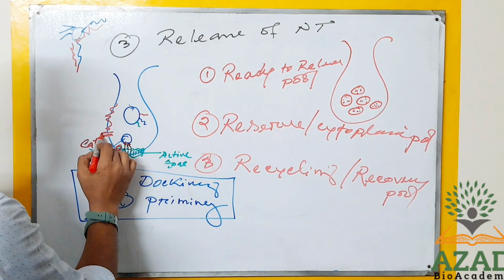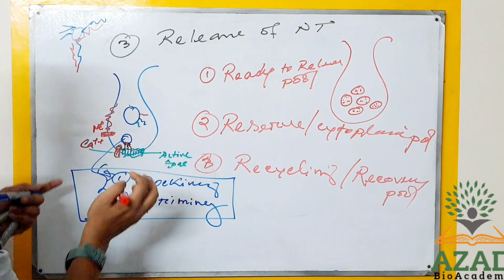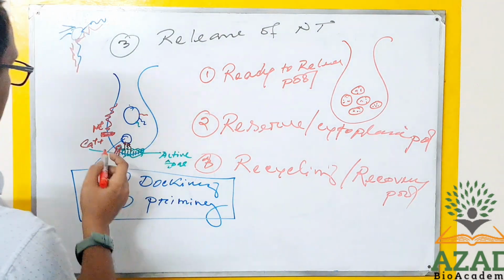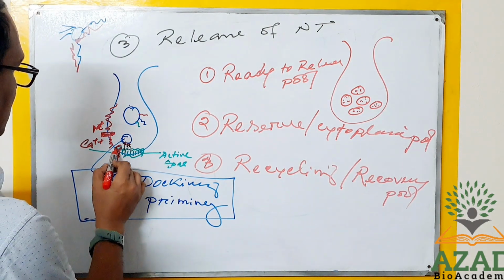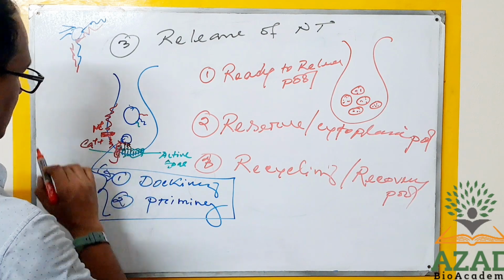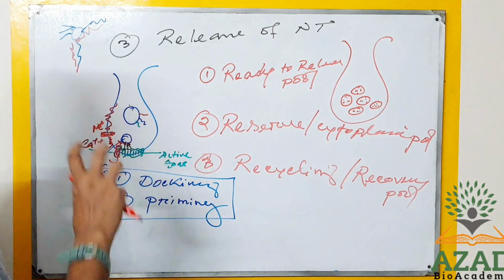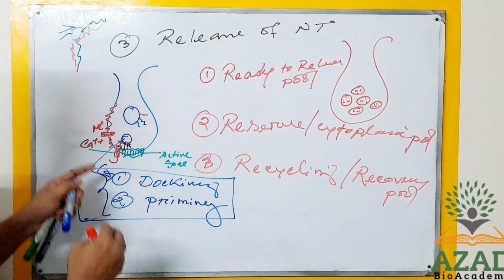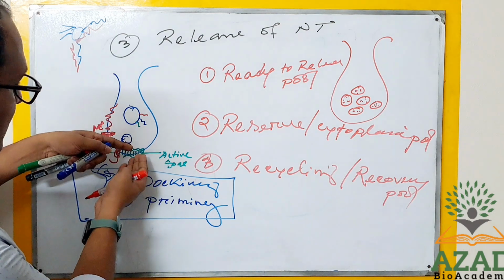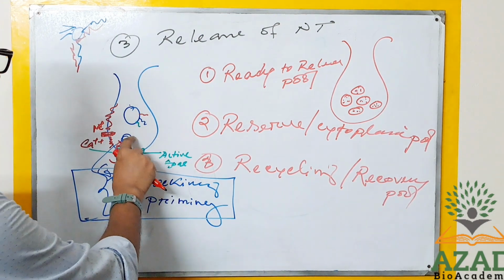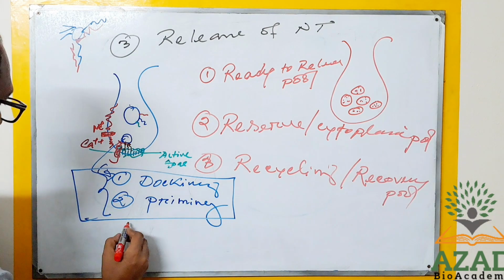So this is the sodium channel, and sodium will enter and cause depolarization. By the influence of the depolarization current, the calcium channel will open, and calcium will enter into the nerve terminal and bind with the synaptotagmin on the surface of the vesicle. Then it will change the conformation and cause the fusion of the nerve terminal membrane and the vesicle membrane. So that will be the fusion.